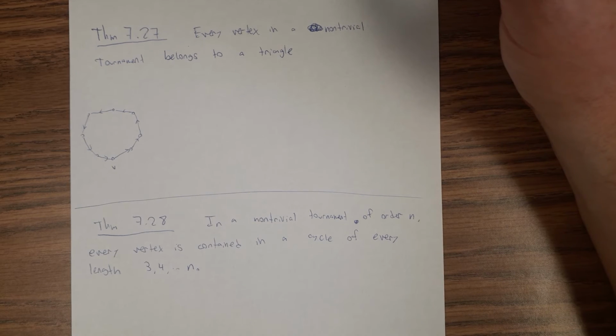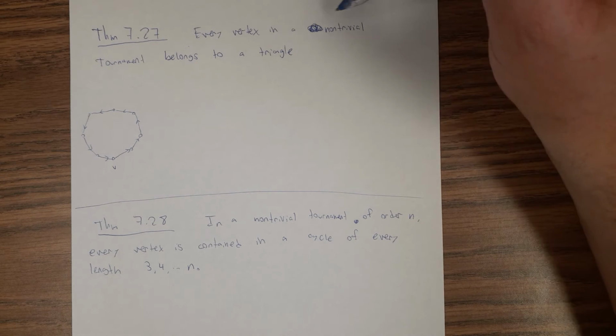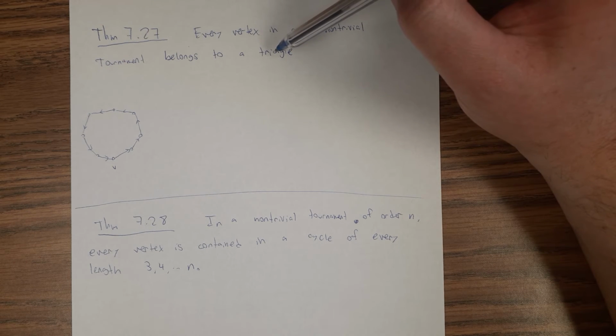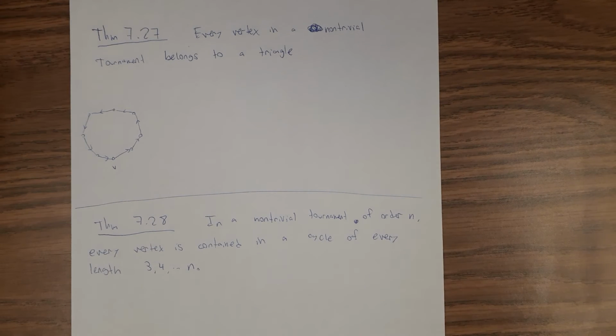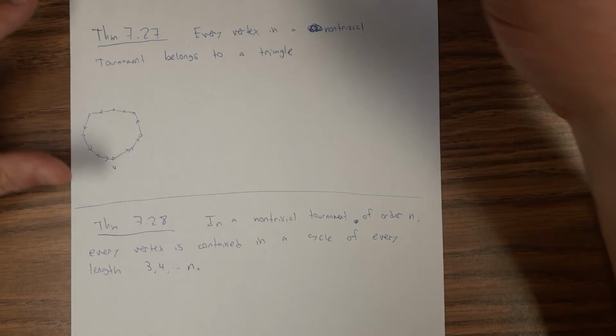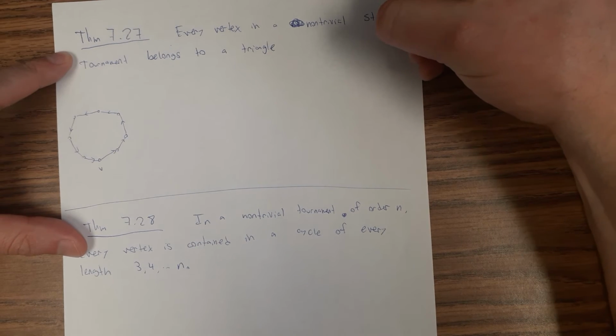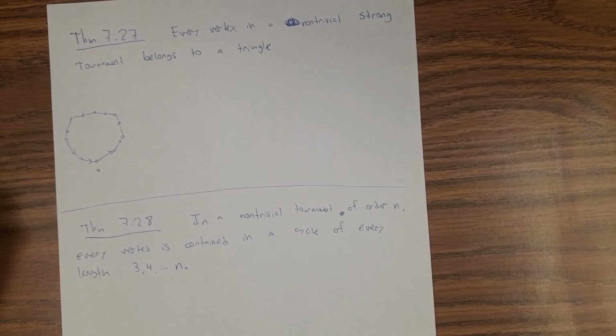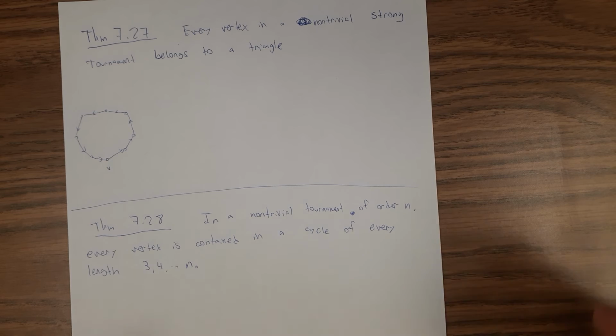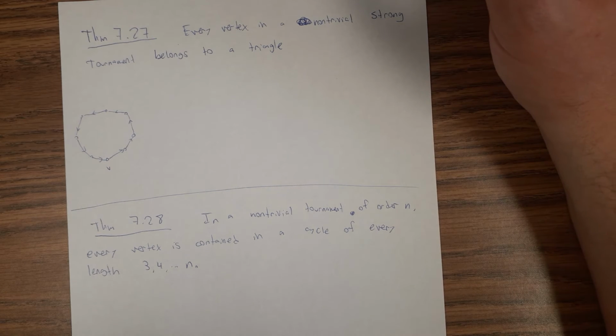So here's a theorem. Every vertex in a non-trivial tournament belongs to a triangle. Whoops. And actually, I'm pretty sure I wrote that down wrong. Strong. There we go. Every vertex in a non-trivial strong tournament belongs to a triangle.